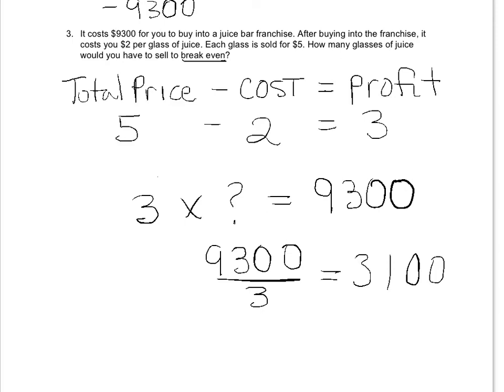But that's why a lot of businesses go under, because maybe I can't sell that many glasses before I have other expenses. This problem is only talking about a profit on a glass of juice. It's not talking about rent and utilities and waitresses to serve my juice and equipment, unless those were all included in that 9,300. So it's going to take me quite a while to pay off my little investment here, I would think, at $3 a glass.